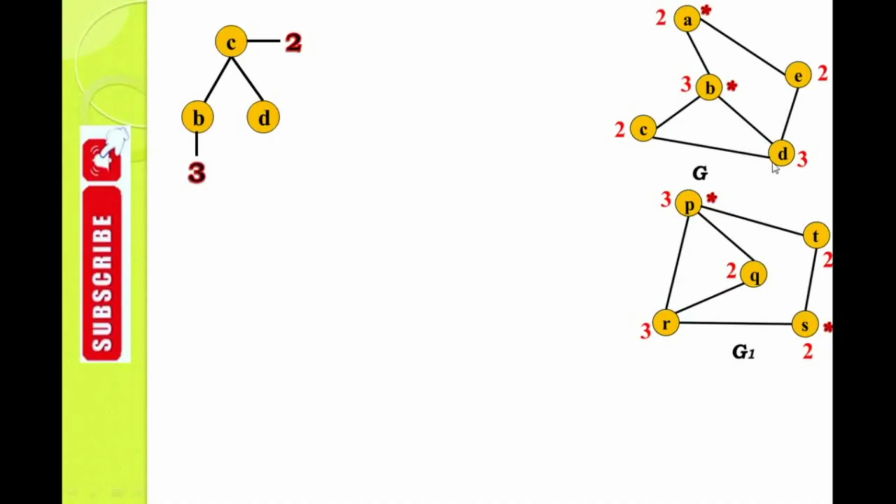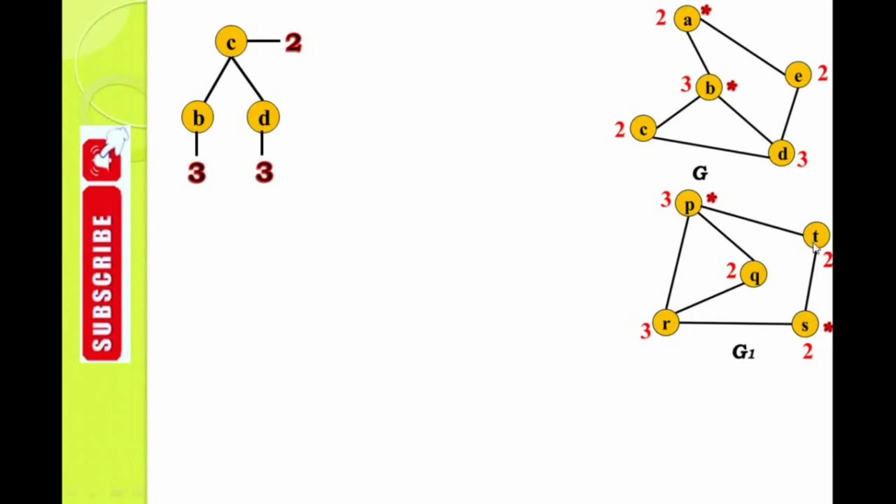3. What is the degree of D? That is also 3. Okay. So we have to choose one more vertex in G1, either R, Q, or T. That vertex must satisfy these three conditions. Here you see how many vertices have degree 2: only these two vertices. If we choose these two vertices, it also satisfies these three conditions.